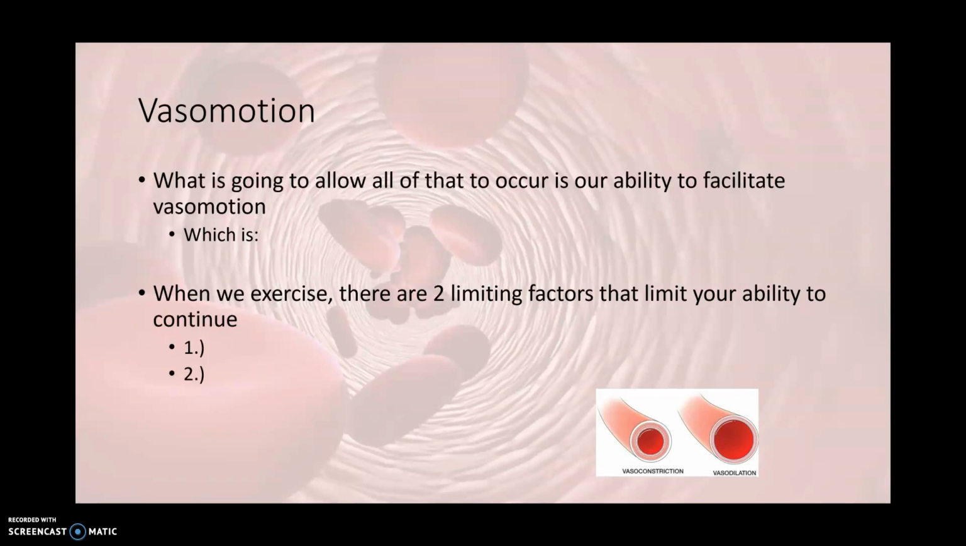Right, so when we exercise, there are 2 limiting factors that limit your ability to continue to exercise. 1, any change in temperature. 2, any change in pH. So again, remember, exercise is a planned deviation from homeostasis. As humans, we physiologically want to remain in a state of homeostasis because this is the state where our cells like to function, right?